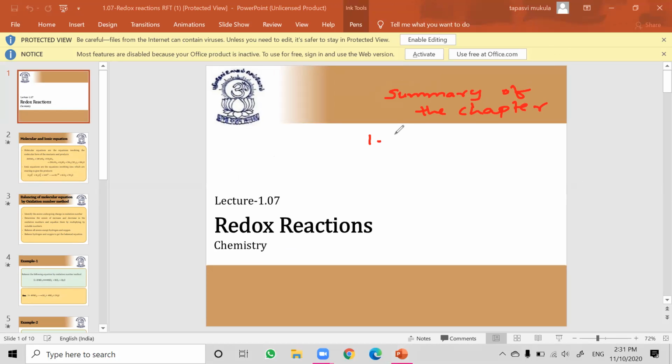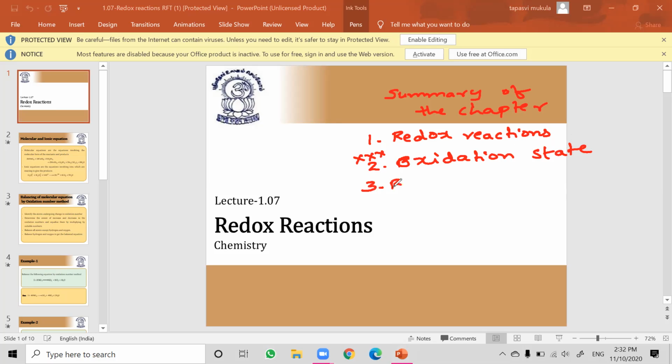First, what we have done: what are redox reactions, to identify which is reduced and which is oxidized. Second, we have done balancing of redox reactions, oxidation state and oxidation number, such as finding the oxidation state of sulfur in H2SO4. Oxidation state or oxidation number is a very, very important concept.